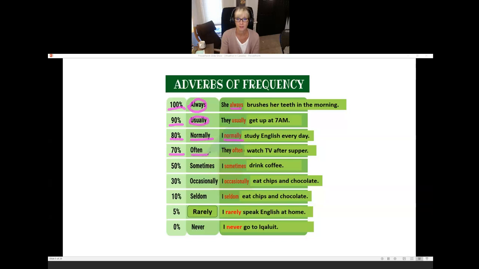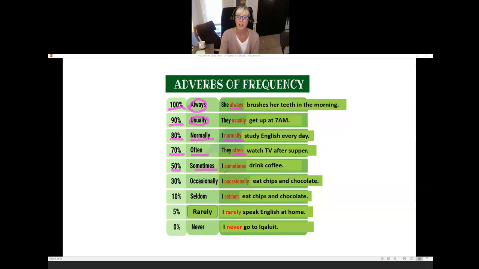Often. They often watch TV after supper. Most days they will watch TV after supper, but maybe 2 Wednesdays each month they do not watch TV. They go to the supermarket after supper. So maybe 2 nights in 1 month they do not watch TV. They go to the supermarket. They often watch TV. Okay?